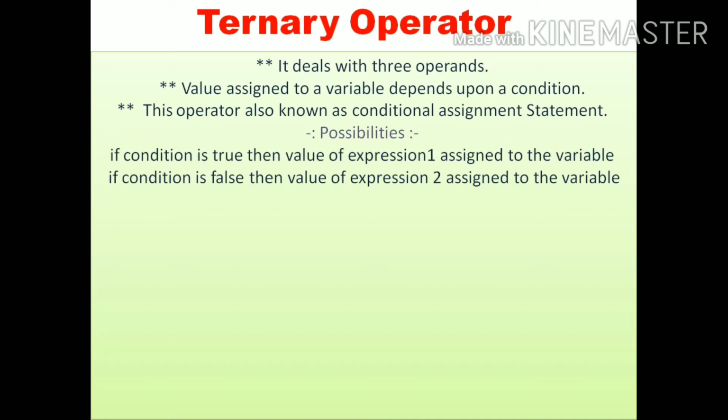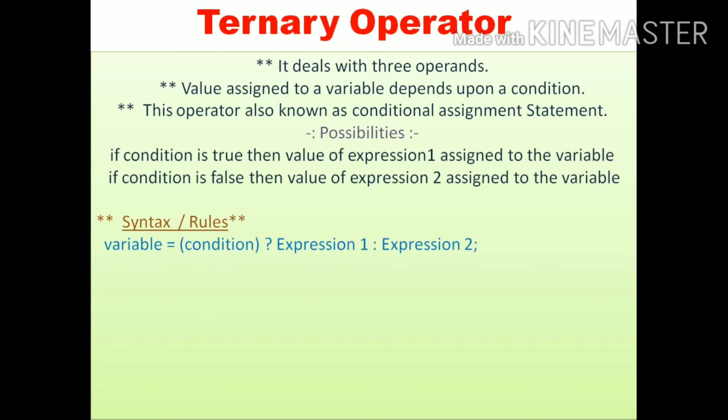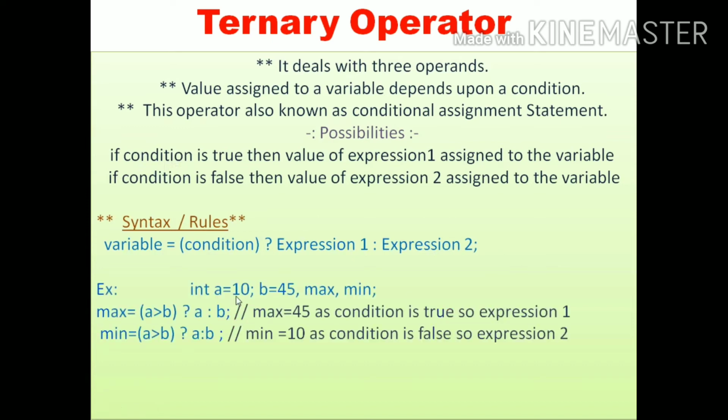Okay, you may be thinking, what is expression 1, what is expression 2, what is the condition? Just wait. That is the syntax or rules: variable equals condition, that is the condition part, then expression 1 and expression 2. Now see the example. Int a equals 10, b equals 45, max and min. I write max equals, if that is the condition, a greater than b, the answer is false.